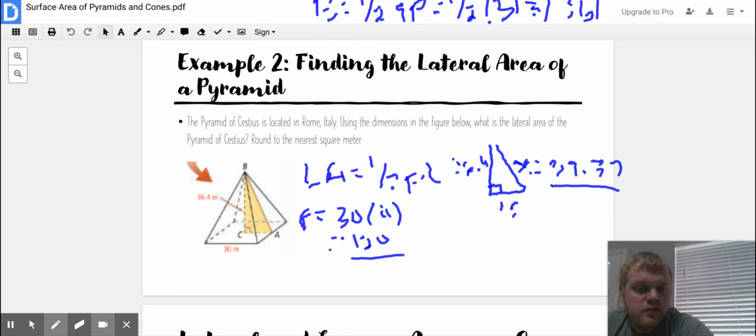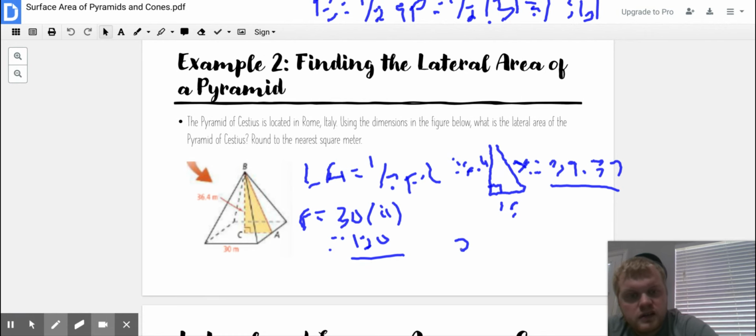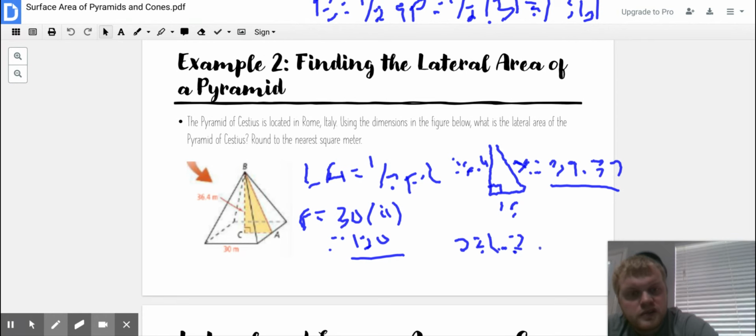Again, we found our 120 from our perimeter. Last step, just plug everything in. So I have 0.5 times 120 times 39.37. And that should give us right around 2,362.2.